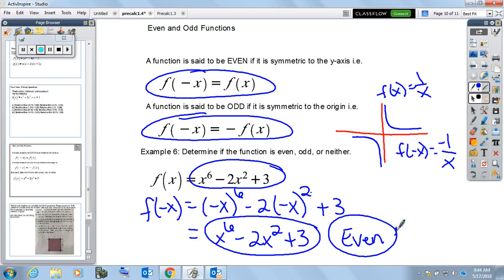All right, guys, that's our brief, quick analysis of even and odd functions. And we're on to the next one.